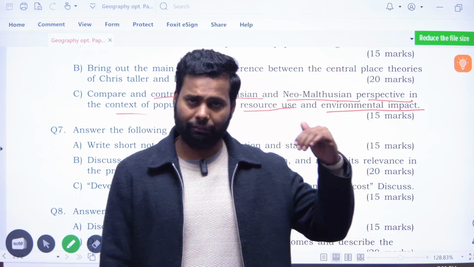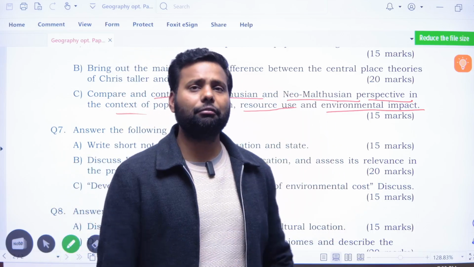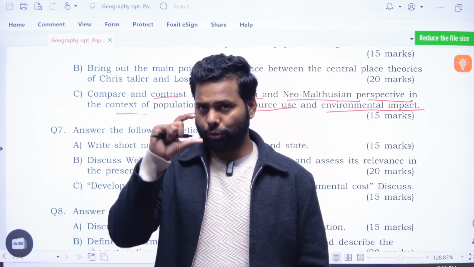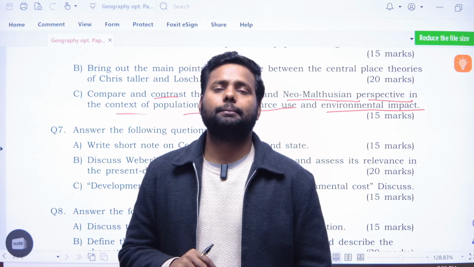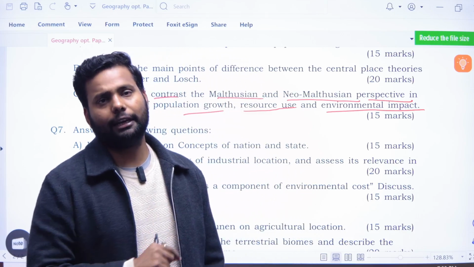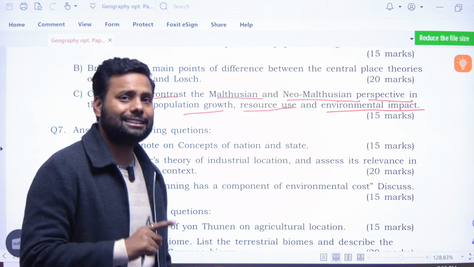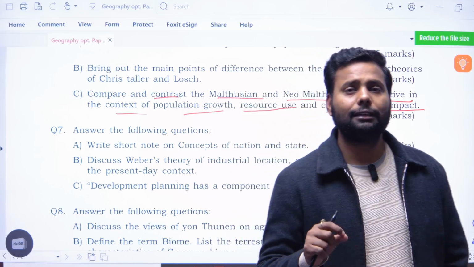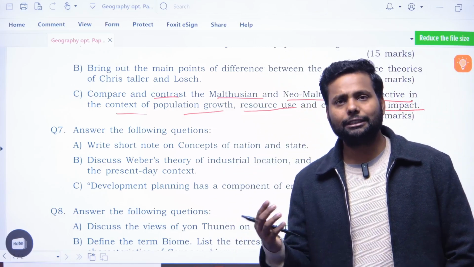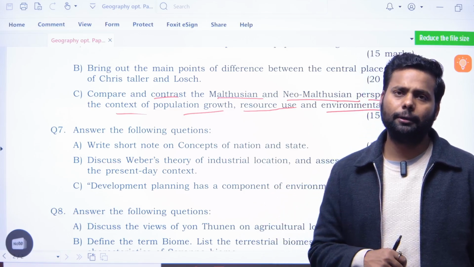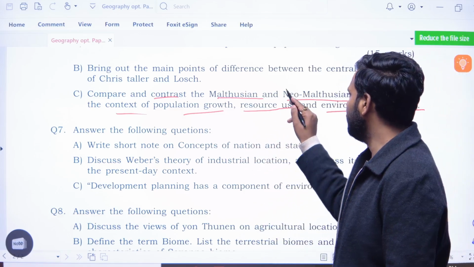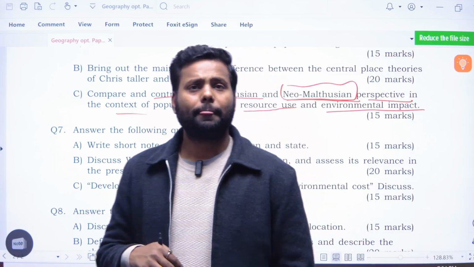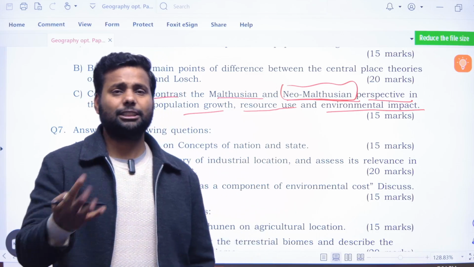At a certain point of time the population is increasing in a very rapid manner, where the food cannot grow at that rapid manner. So there is a gap between food and population, and it will lead to the condition of food crisis. And the neo-Malthusian theory also says this, but not in a very pessimistic way.